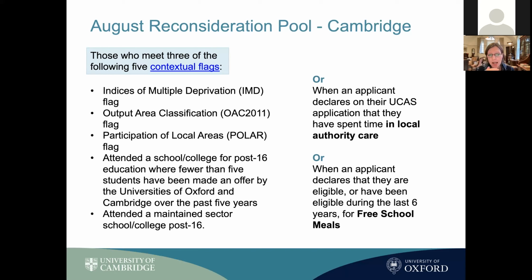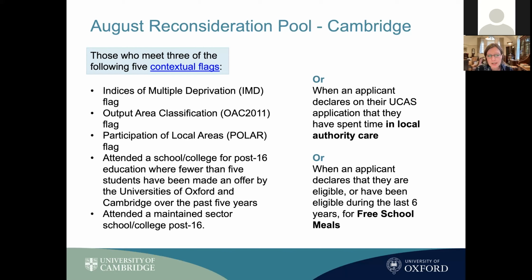So anyone who's been through our application process and we've turned down in January, if they have the in-care flag, or if they have been verified as eligible for free school meals, they are eligible to have another go in the summer. And similarly, if they meet 3 of the 5 contextual flags on the left, so any 3 of 5 of IMD, OAC, POLAR, post-16 education, so basically the low progression to Oxford and Cambridge flag, or a maintained sector school.